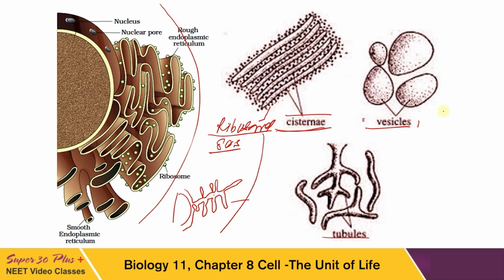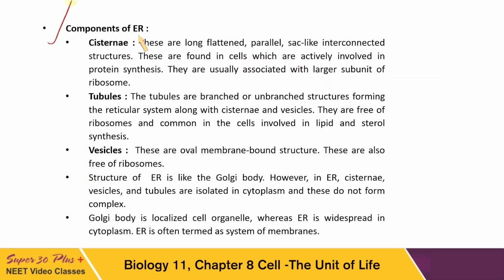They occur in the form of vesicles, spherical structures, or branched tubules. We have to see the details of this. Components of endoplasmic reticulum: number one is cisternae, long, flat, parallel, sac-like interconnected structures. These are found in the cells which are actively engaged in protein synthesis.